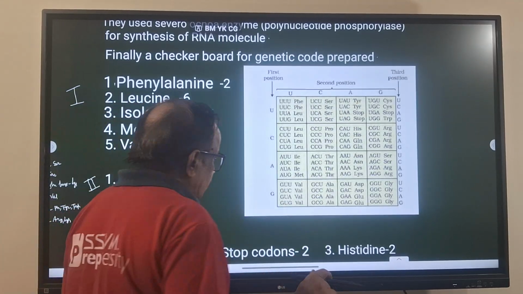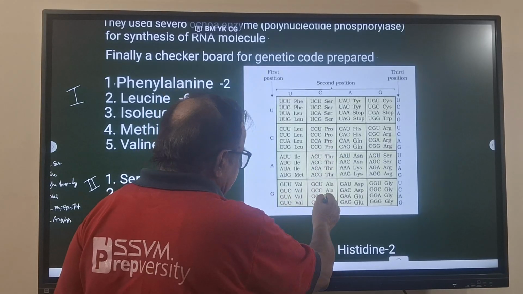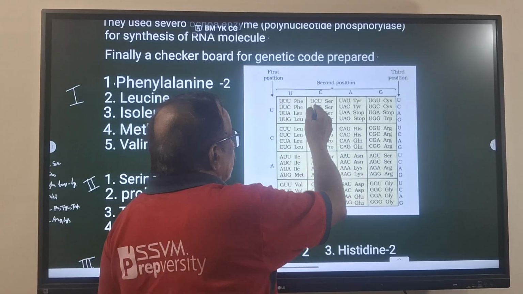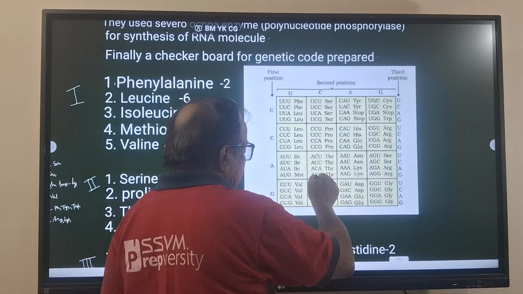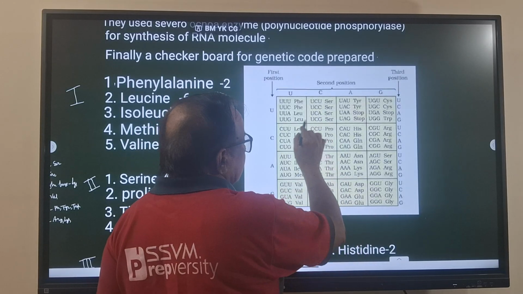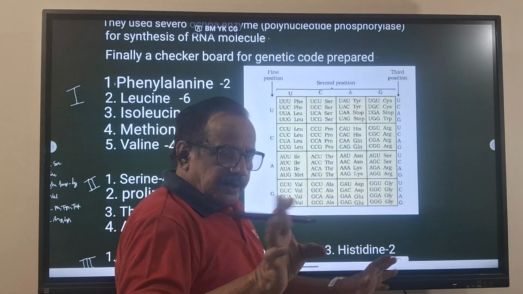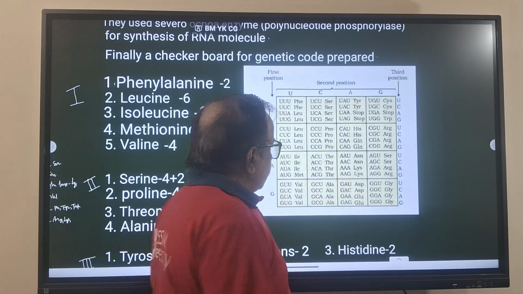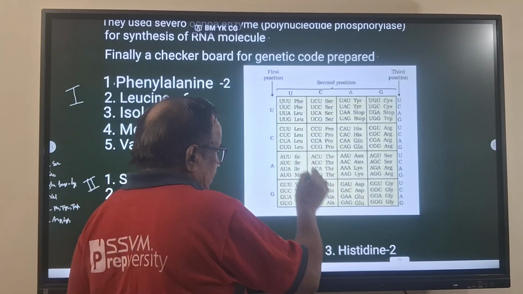Now what you should know, out of 16 here, 4 only amino acids are there. That is serine, proline, threonine, alanine. But serine is having 2 more here. Like that you practice it. So these are the 4.